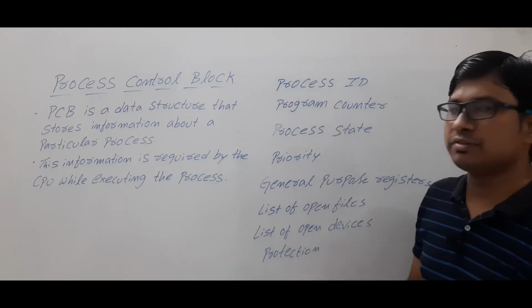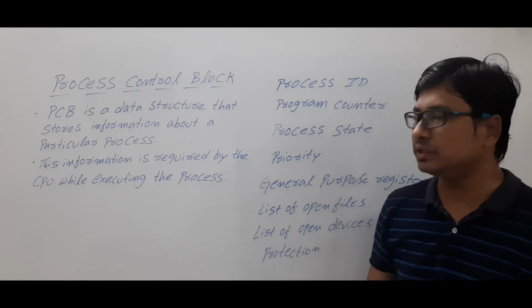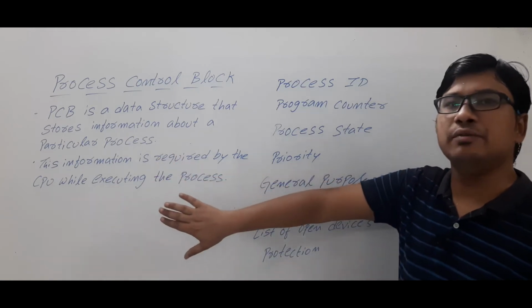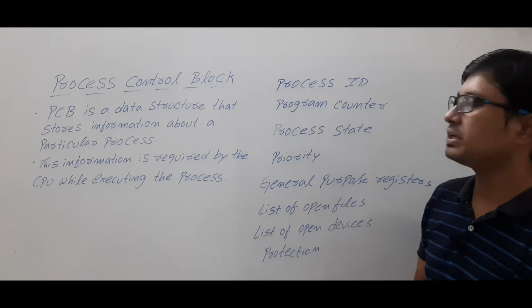These attributes of a process will be there in a process control block. That's why I told you that each process has its own PCB. Now let me discuss each one in detail.